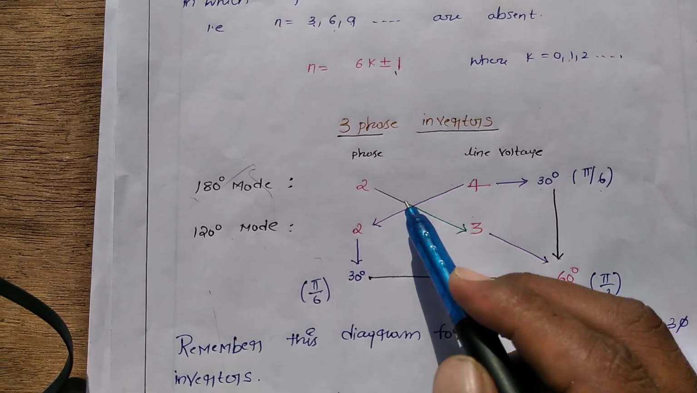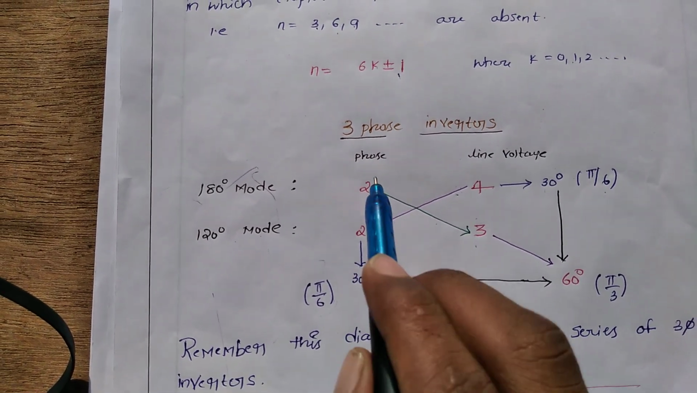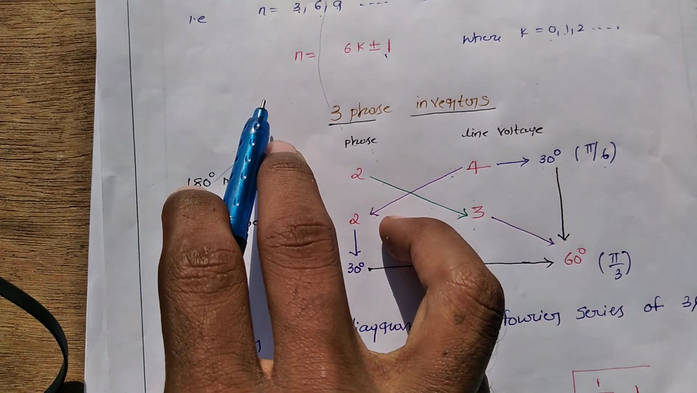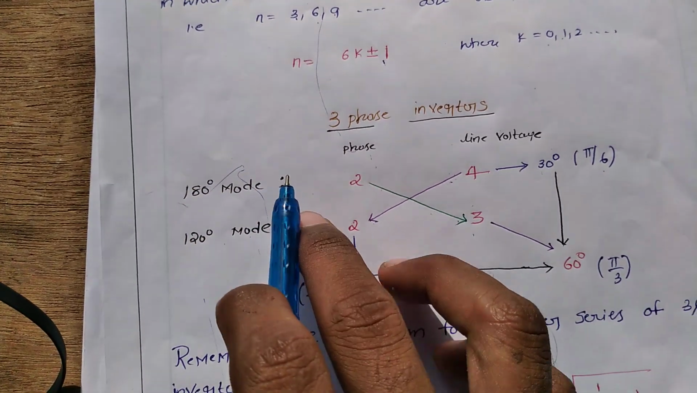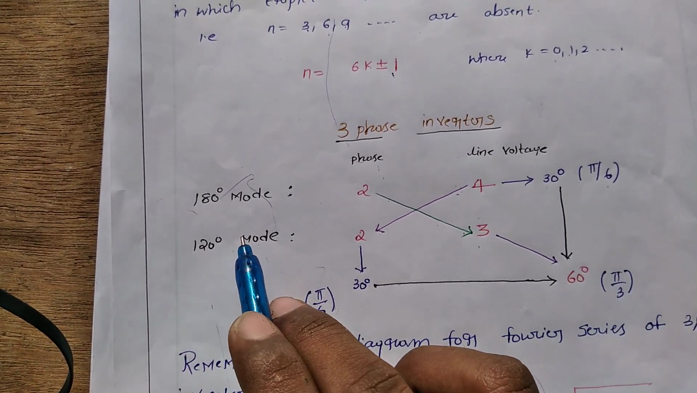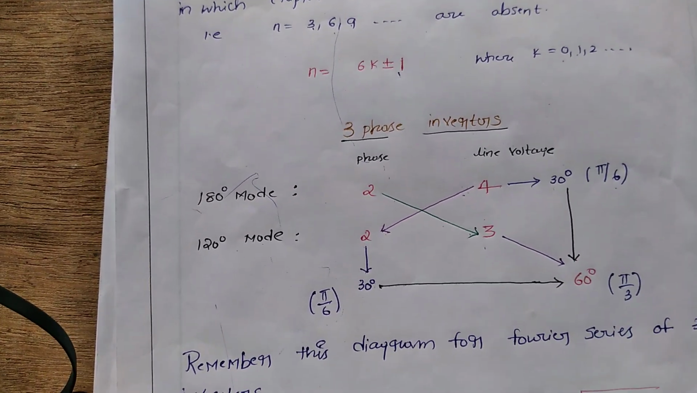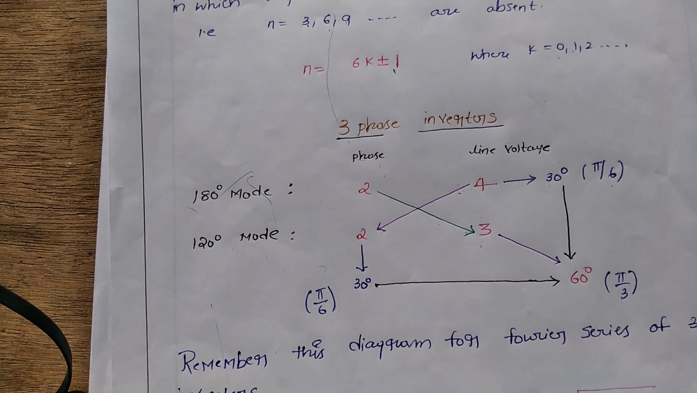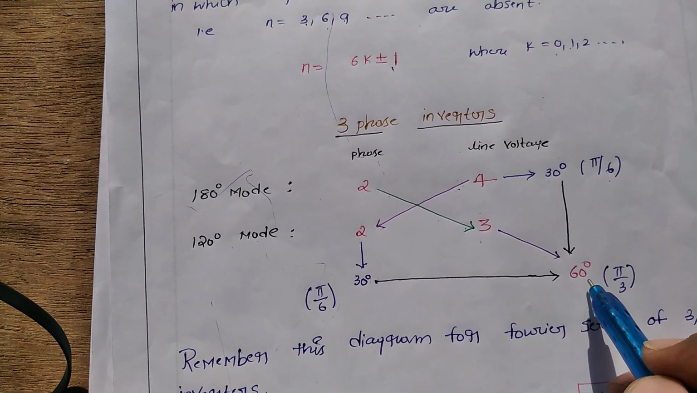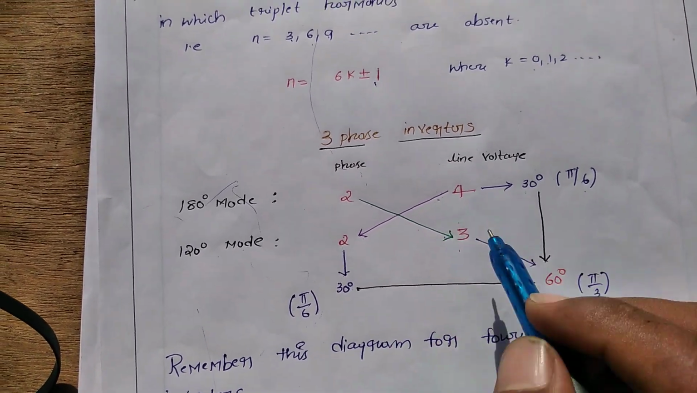These two are related, these two are correlated, and these other two are correlated. If you draw the waveforms of these, they are symmetrical and you will get the same waveforms. Now for 120 degrees mode line voltage, the factor is 3 and it has a 60 degrees phase shift, that is pi by 3. I will show the waveforms of all these when I teach these formulas.